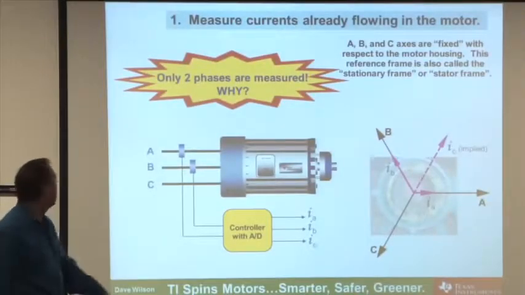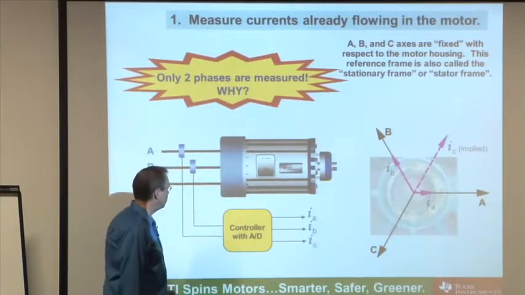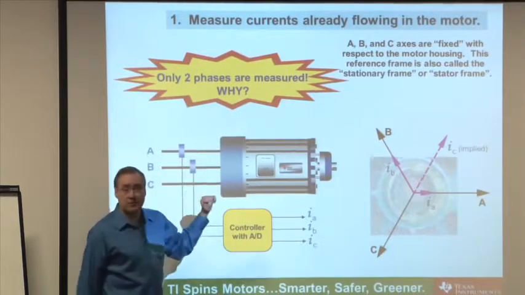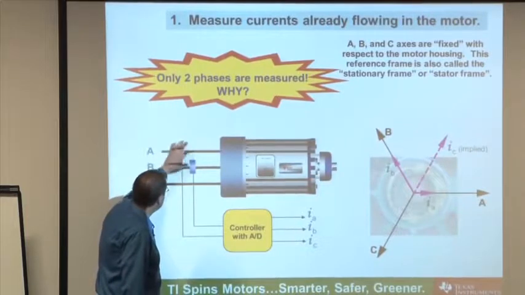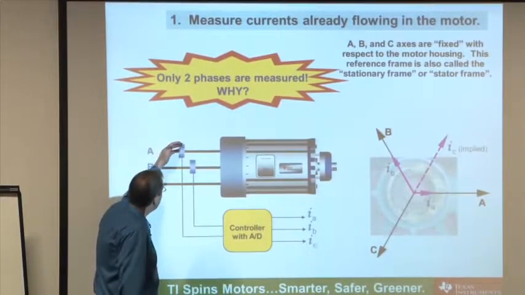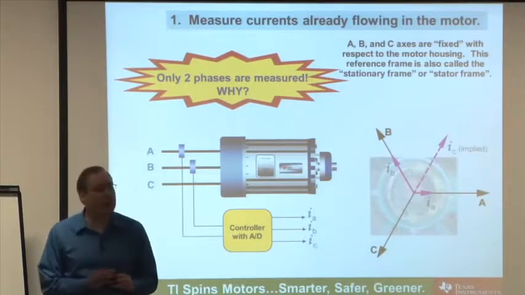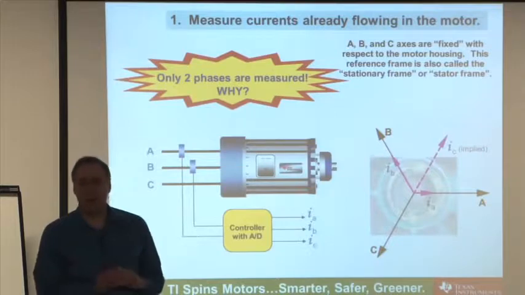So now, step number 1, measure the currents that are already flowing in the motor. This is an AC motor. Well, I've got 3 currents now flowing instead of 1. So what I'm going to do here is use some kind of sensors, shunt resistors, whatever, and measure 2 of the 3 currents. Why do I not need to measure the 3rd current? Anybody know?